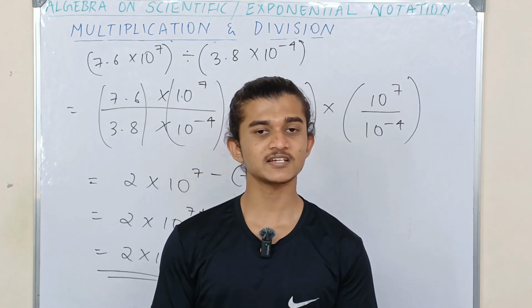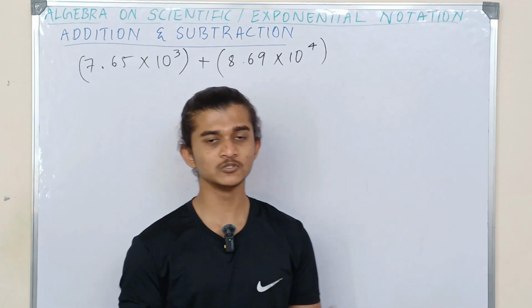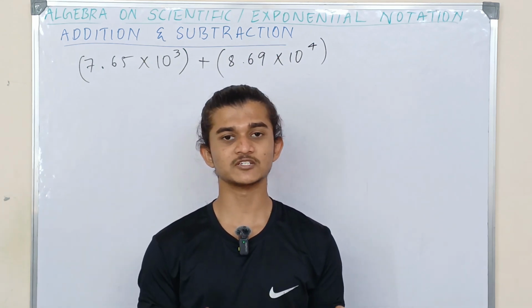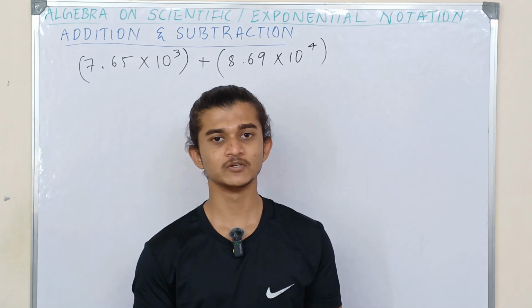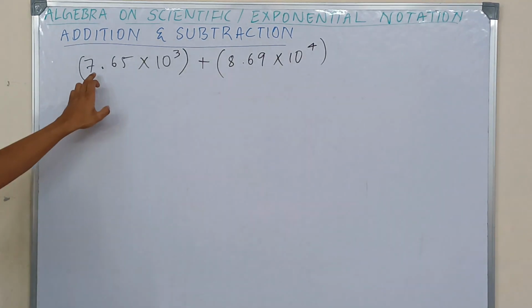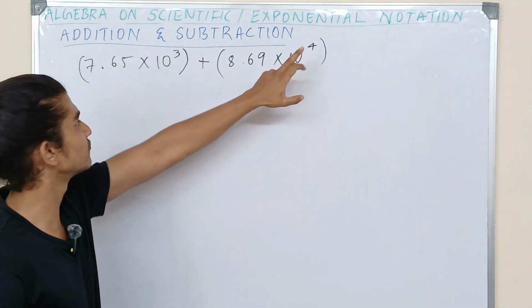Now let us see the addition and subtraction of scientific notation. So now let us see the rules for addition and subtraction. As I told you earlier, the rules for addition and subtraction are totally different from multiplication and division. So let us check the rules through an example. You have an example in which 7.65 into 10 power 3 plus 8.69 into 10 power 4.